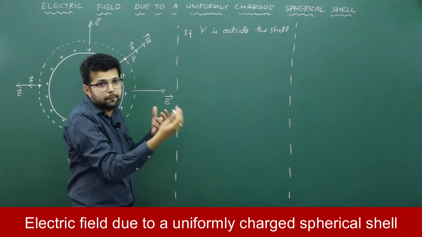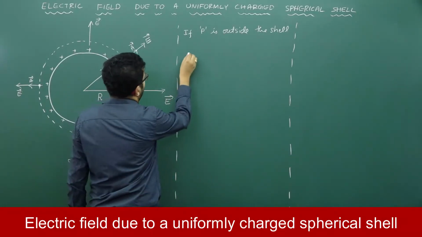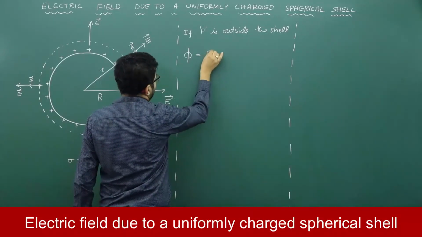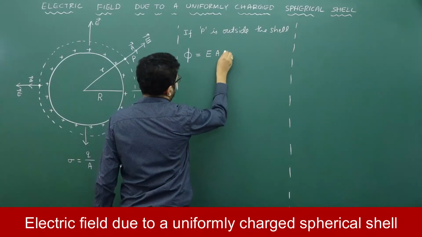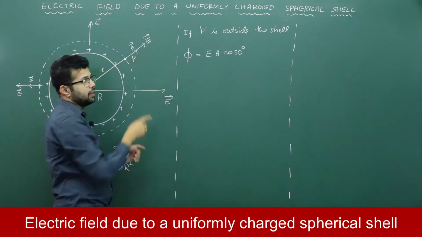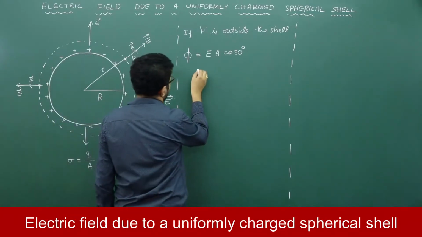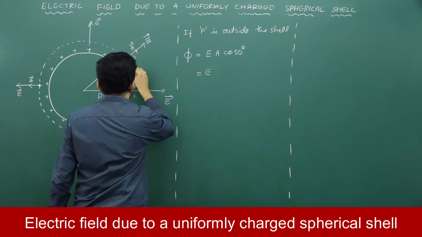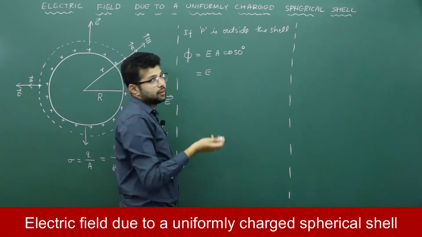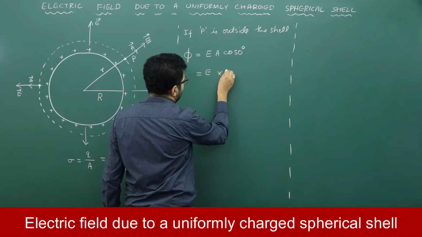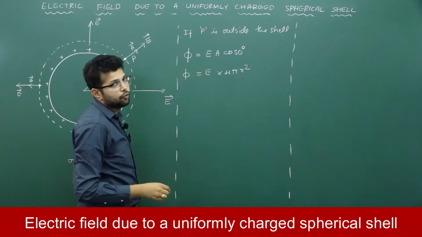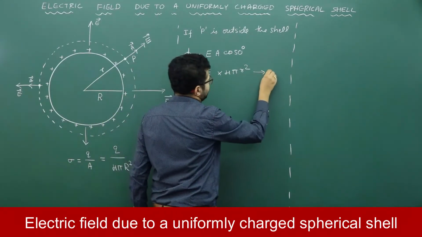If P is outside the shell, then what is the flux? Flux through the Gaussian surface is equal to E into A into cos 0, because the angle between electric field and area vector is 0, and cos 0 is 1. That is equal to E into A. What is the area of the Gaussian surface? It is a sphere, and the area of a sphere is 4 pi r square. So, flux through the Gaussian surface is E into 4 pi r square. Let me name it as equation number 1.